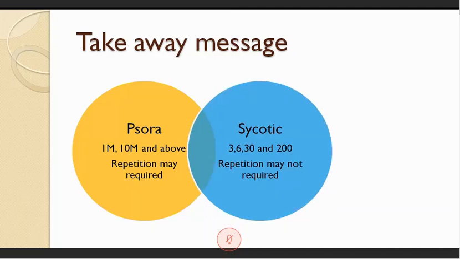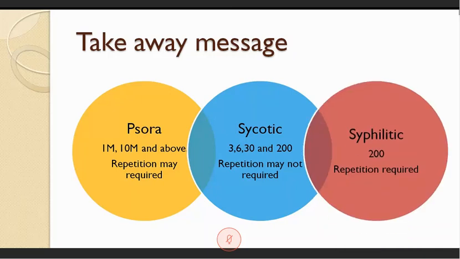What about sycotic cases? In sycotic cases, we can also give 3, 6, 30 potencies and 200. Repetition may not be required. After prescribing the medicine with the potency, we can wait and watch till the improvement ceases. When there is a suggestion of improvement, then we can repeat the dose according to the case. In syphilitic cases, we can give 200 potency and the repetition is required till the curative results come.